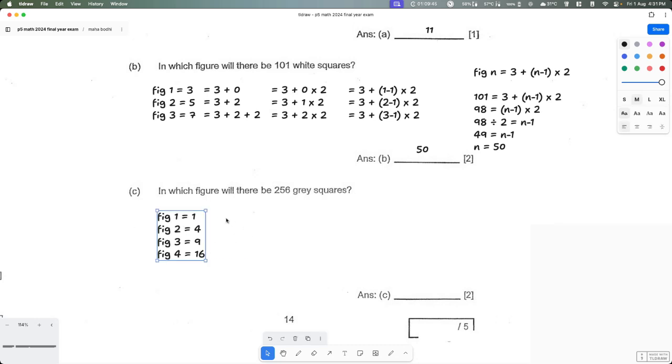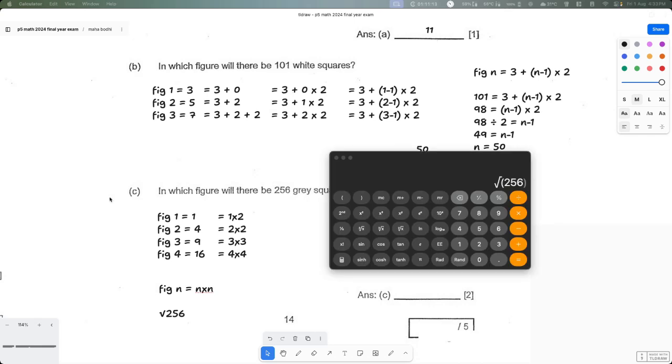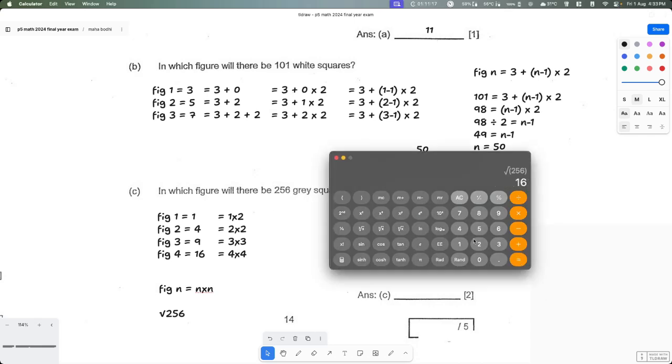So do you see any similarities? So this is actually equal to 1 times 1, 2 times 2, 3 times 3, and then 4 times 4. So if you want to have a more advanced way of putting things, figure n is equal to n times n, right? So how to get 256? You actually can use this thing called square root, right? So you can square root 256 and then this will become 16. So 16 multiplied by 16 is 256, right? So the answer is 16.